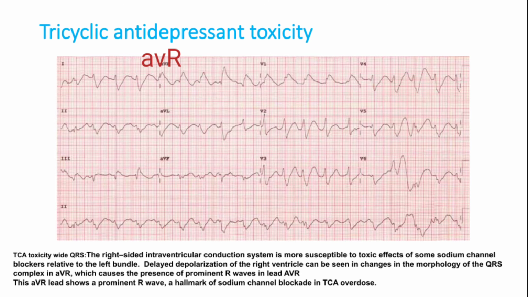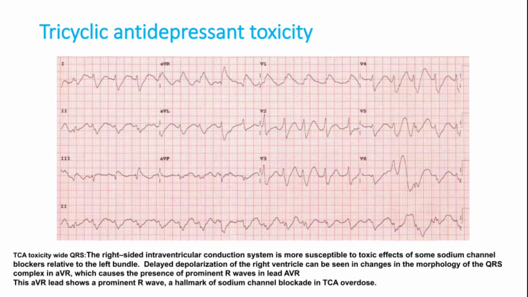You can see here the aVR QRS complex is wide, and you can see positive waves, which cause the presence of a prominent R wave in lead aVR. Normally you don't see any prominent R waves in aVR. We see all negative waves. Here you can see there is a very prominent R wave in aVR. This aVR lead shows a prominent R wave, a hallmark. It's a major sign of sodium channel blockage, including tricyclic antidepressant toxicity.